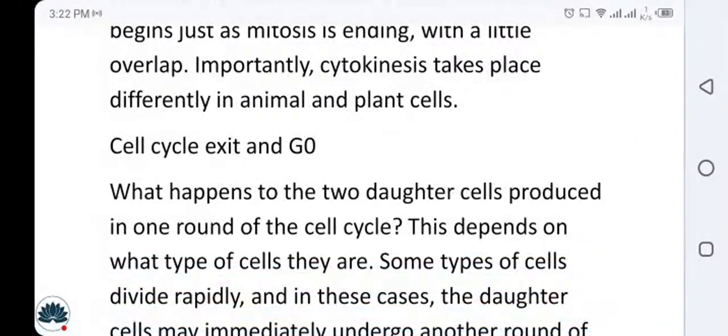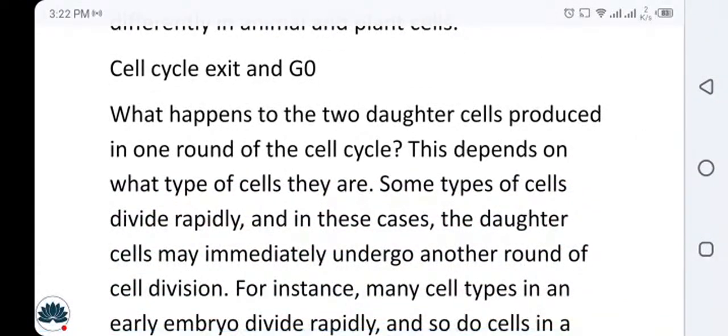All right. What happens to the two daughter cells produced in one round of the cell cycle? Okay, this depends on what type of cells they are.